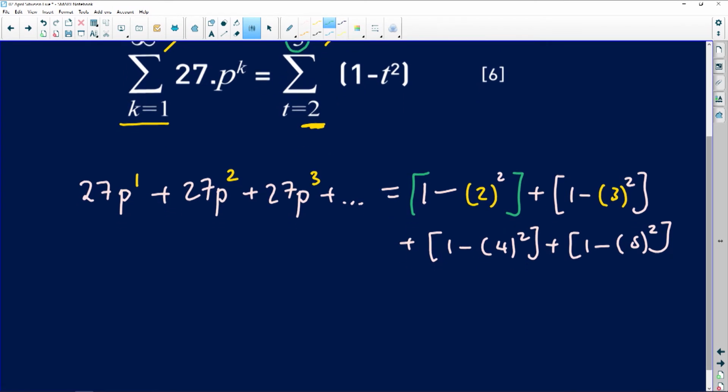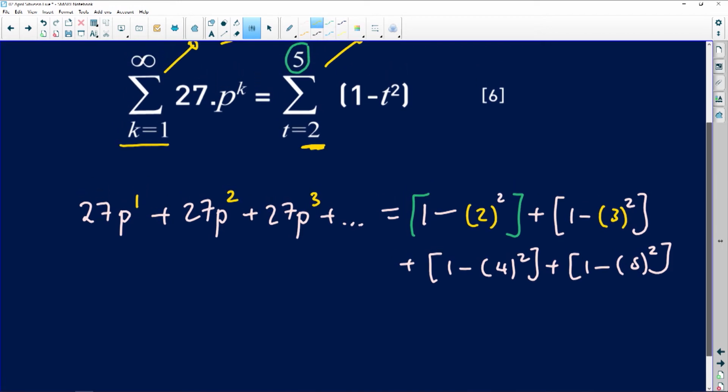On the left-hand side, I've got 27p to the 1 plus 27p to the 2 and so on. So you need to acknowledge the fact that we are required to add the sum of infinite terms. And we know this for a fact because the value on top of the first sigma notation on the left is actually infinity. So that tells you that we need to use the formula for summing terms to infinity. And you'll agree with me that the formula for sum to infinity is given by a divided by 1 minus r.